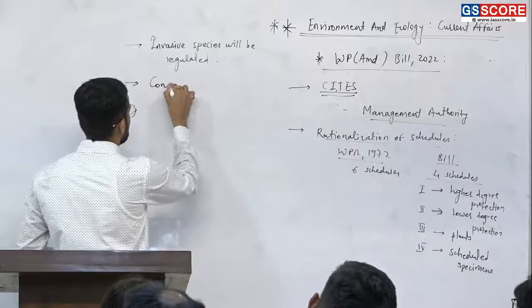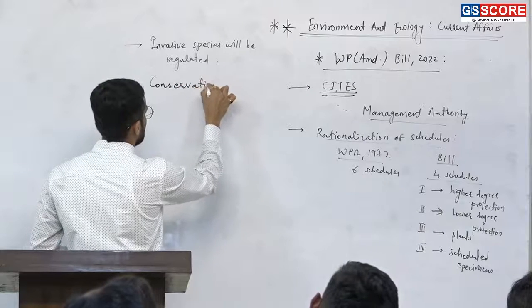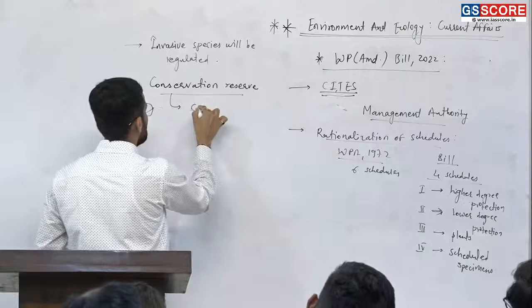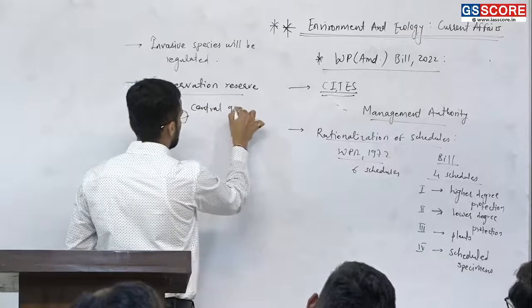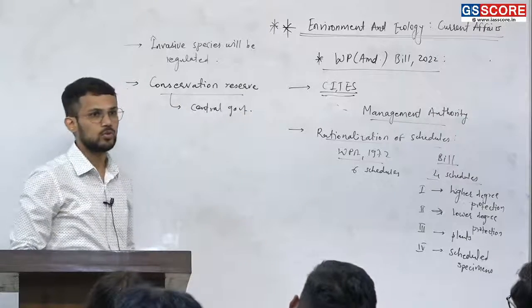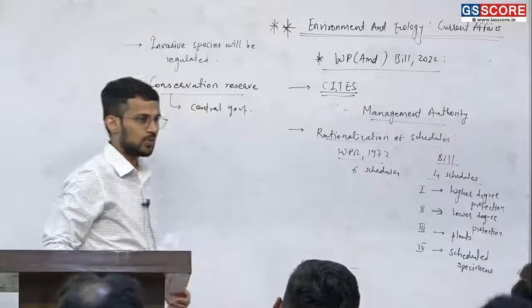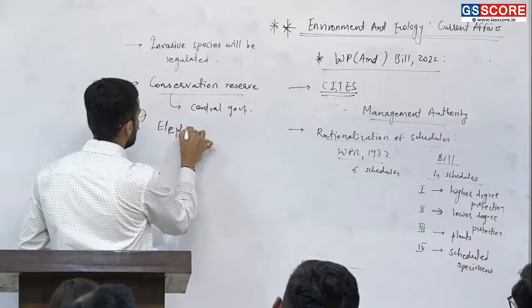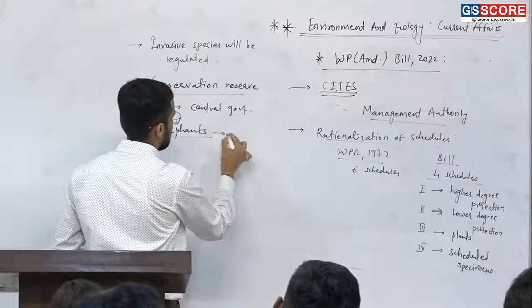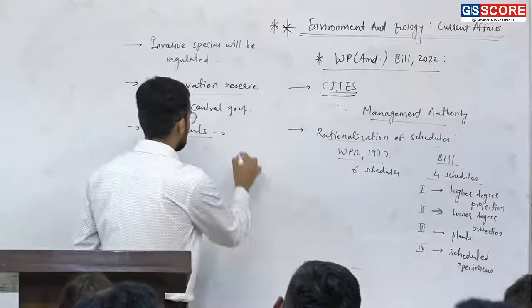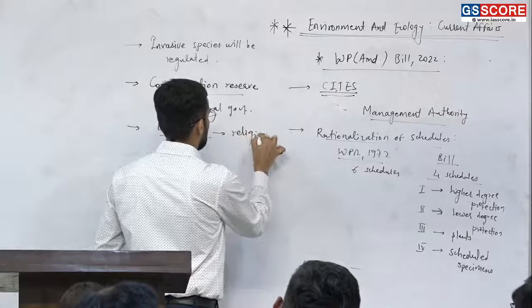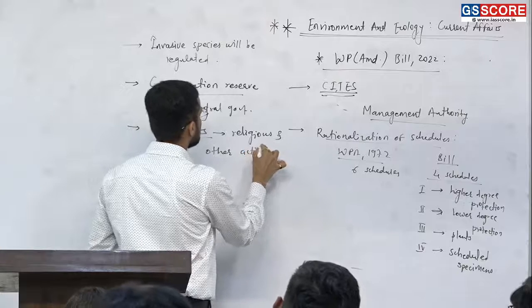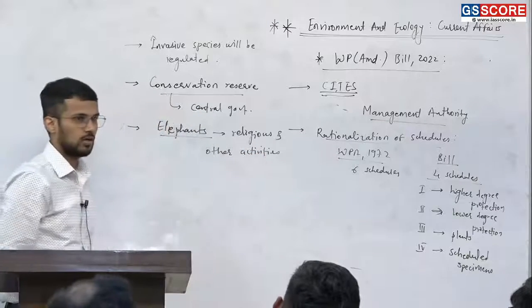Next is conservation reserves. Conservation reserves can now be notified by central government. Right now it is done by states only. Elephants can be used for religious and other activities. Right, so those are the important points.